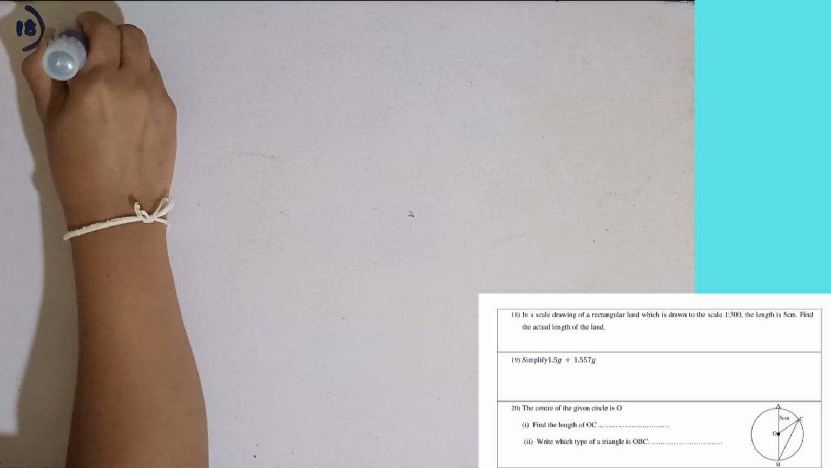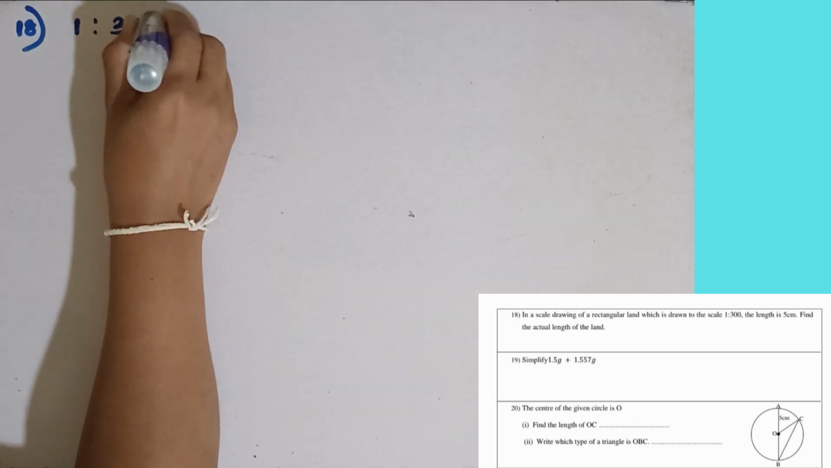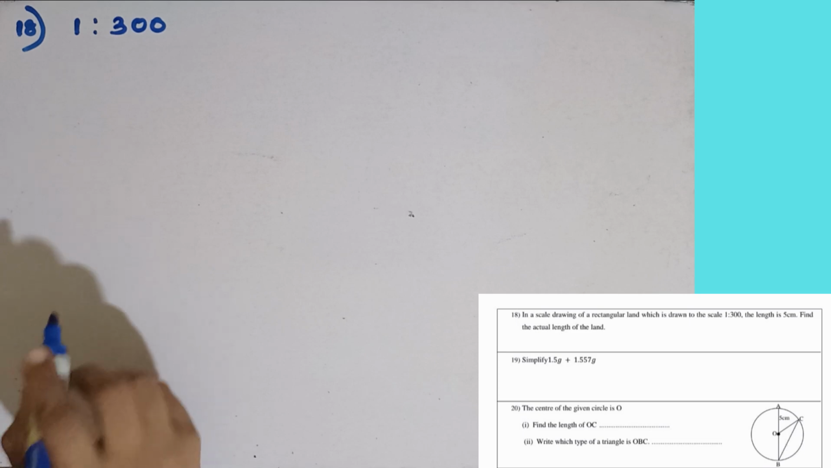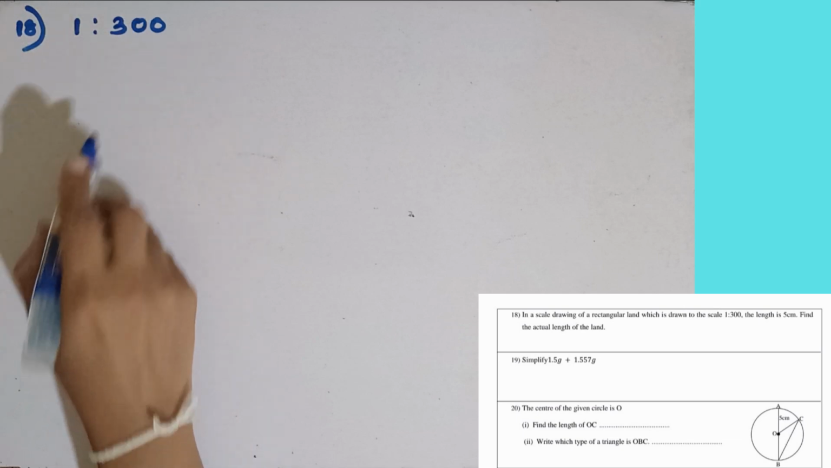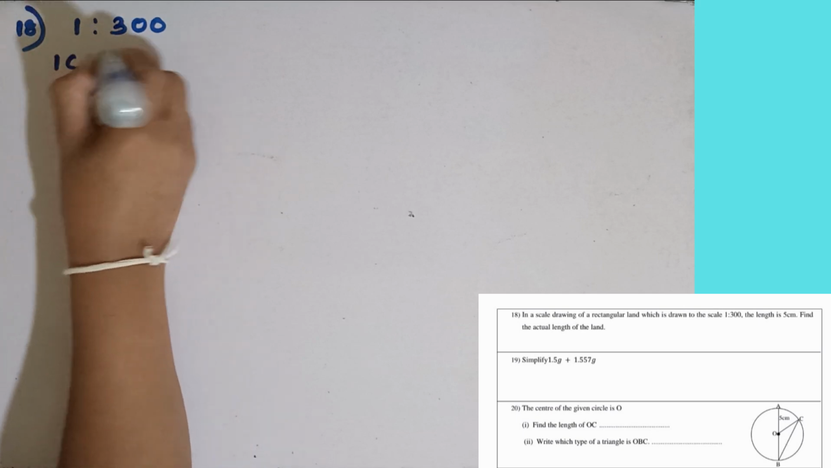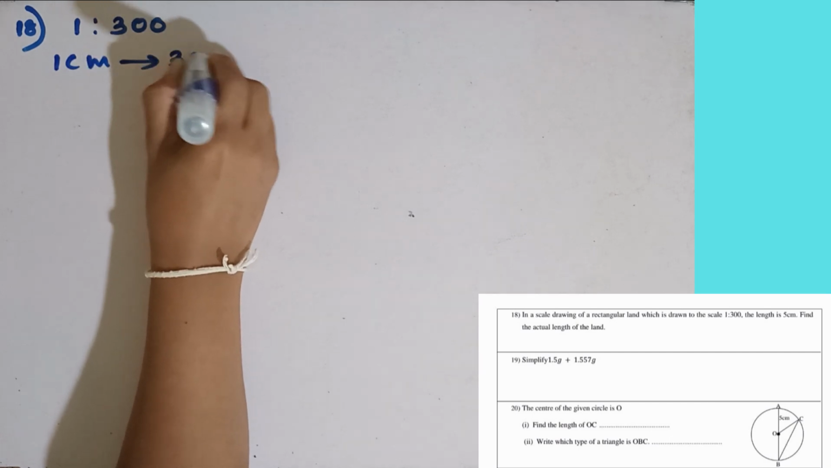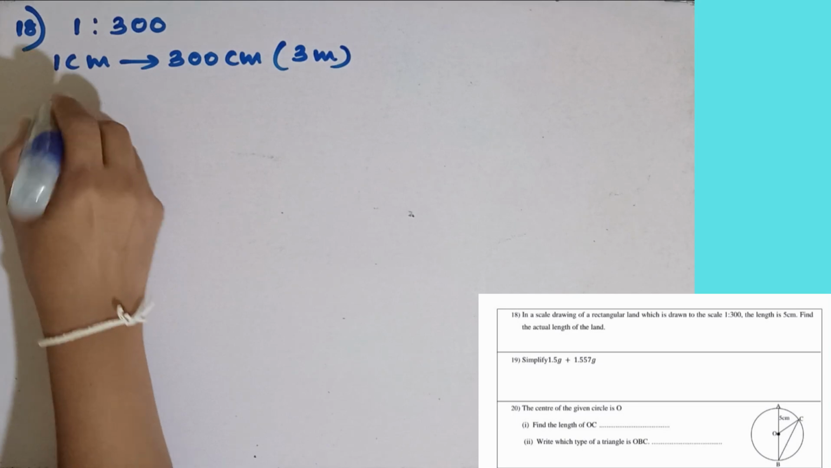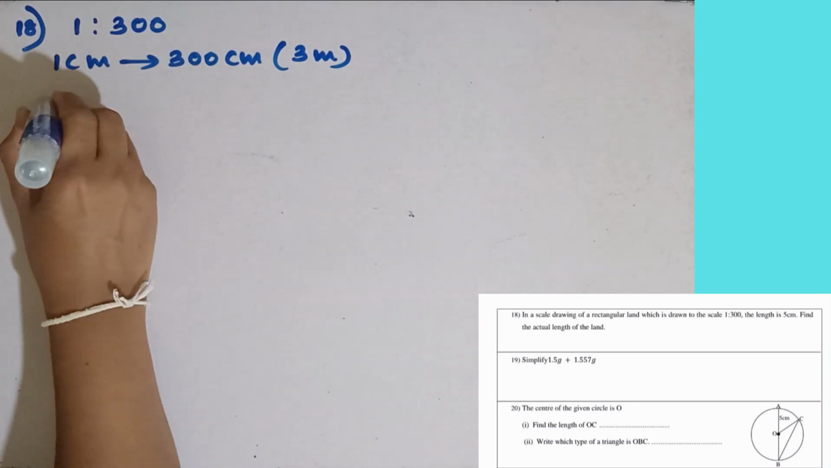Question number 18. In a scale drawing of a rectangular land which is drawn to the scale 1 to 300, the length is 5 centimeters. Find the actual length of the land. First we will read this scale. That means 1 centimeter represents 300 centimeters. That is 3 meters. So, what is represented by 5 centimeters?